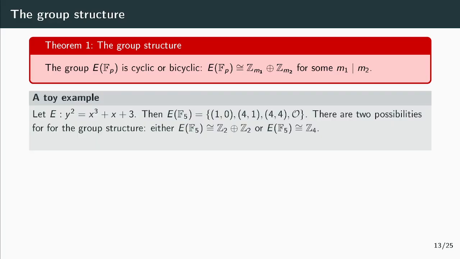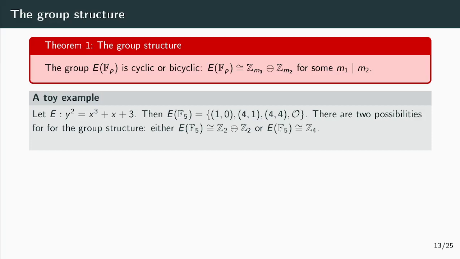Consider the elliptic curve with the a coefficient equal to 1 and the b coefficient equal to 3. To find all the curve points over F5, we can simply try all the x and y coordinates, although soon we will see that there is a better way. In this case, we get 3 affine points: (1, 0), (4, 1), and (4, 4). And of course, there's also the point at infinity, O. This means that we have a group of order 4.